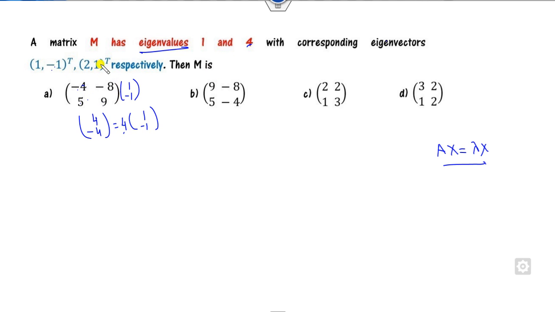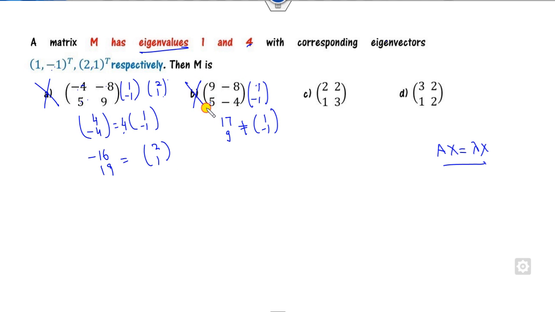First part satisfied. I can take this as (2, 1). It is minus 8, minus 8 is minus 16, 10 plus 9, 19. Can you write it in terms of (2, 1)? No. So this option is cancelled out. Now let's start with (1, -1). So 9 plus 8 is 17, 5 plus 4, 9. It can never be written in the form of (1, -1).